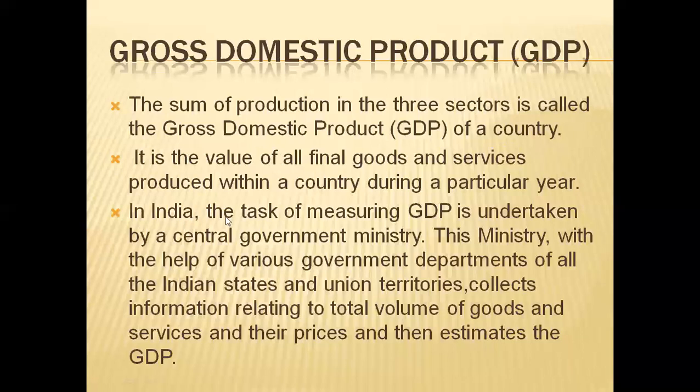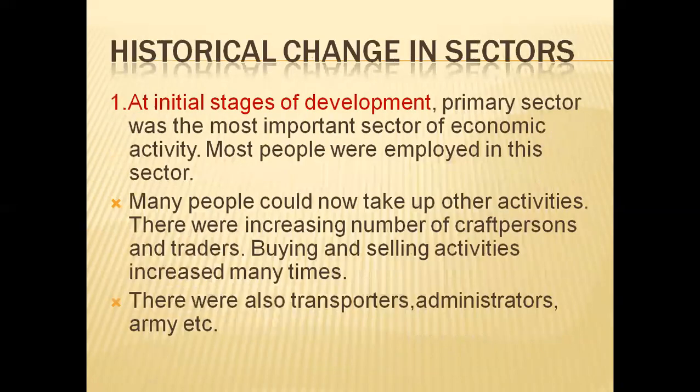In India, the task of calculation of GDP is done by a central government ministry, and this ministry, with the help of various government departments of all Indian states and union territories, collects the information related to the total volume and the production of goods and services and the prices of these goods and services, and then estimates the GDP by adding this total production and prices in three sectors.